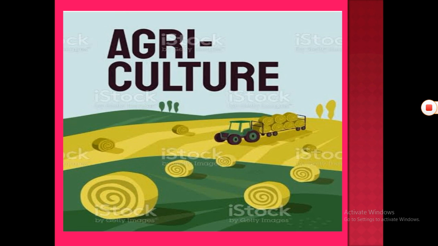Cultivation of the land is called agriculture. What is cultivation? Cultivation means to grow crops on land. Okay, children. Now let us start our 7th chapter, Agriculture.